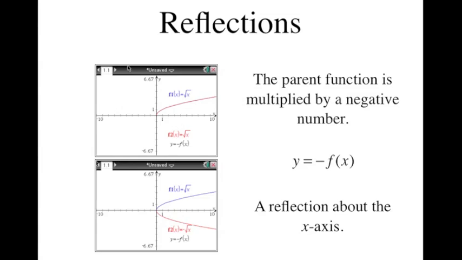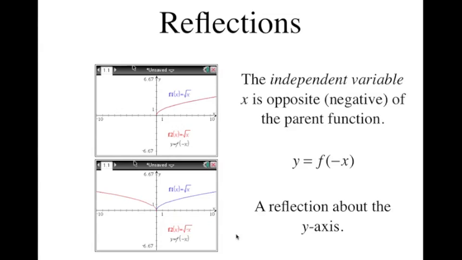So here on the graphs, the blue is the parent function. We multiply by a negative, and you can see that it turns out down here. It reflects about the x-axis. What if we multiply the inside or the independent variable by a negative value? We have the opposite of the parent function. In that case, the reflection is across the y-axis.